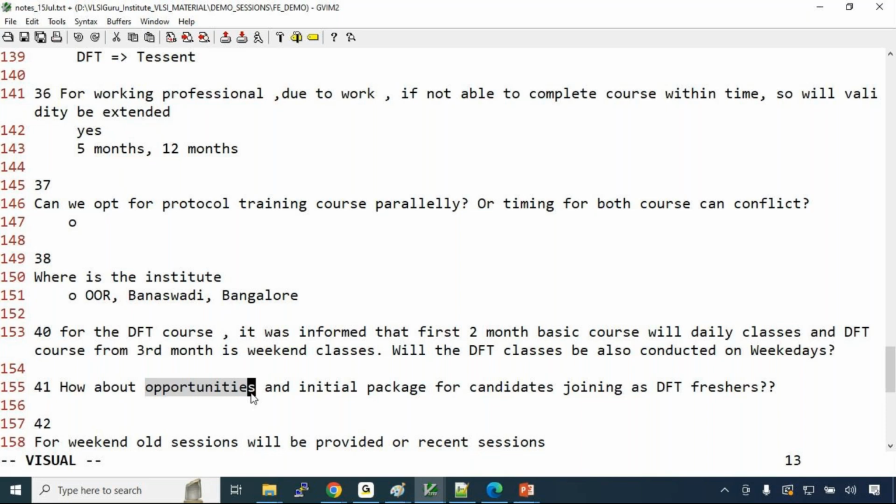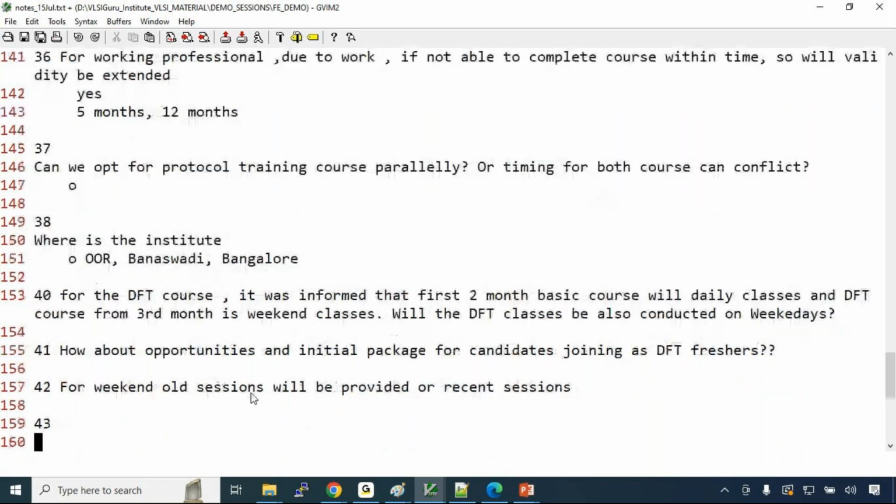For weekend, old sessions will be provided as recordings. Old means, I would have recorded, let's say, 6 to 8 months back, for example. The advantage of recorded sessions is they're filtered sessions. Let's say in between some noise was there, 5, 10 minutes of glitches, we would have removed that. I wouldn't give 3 hours sessions. My session went for 3 hours.